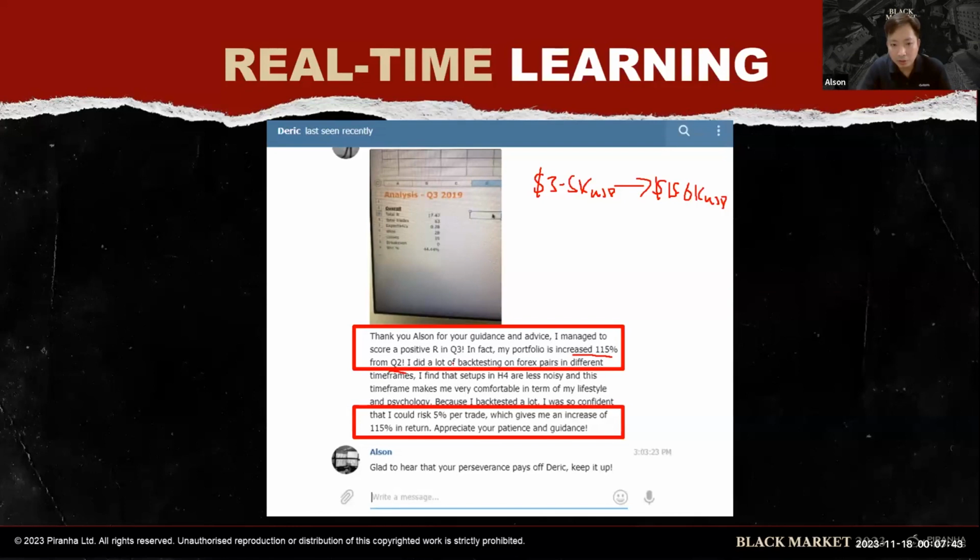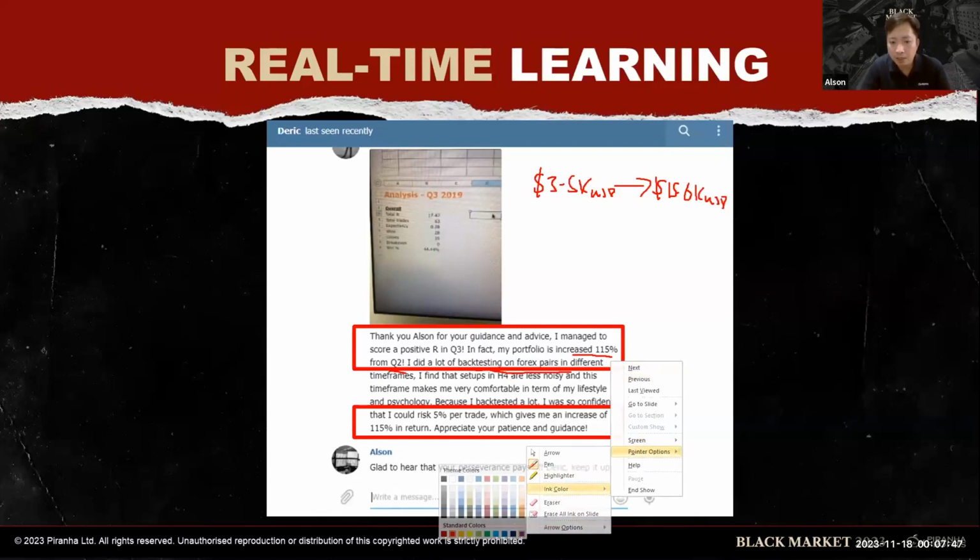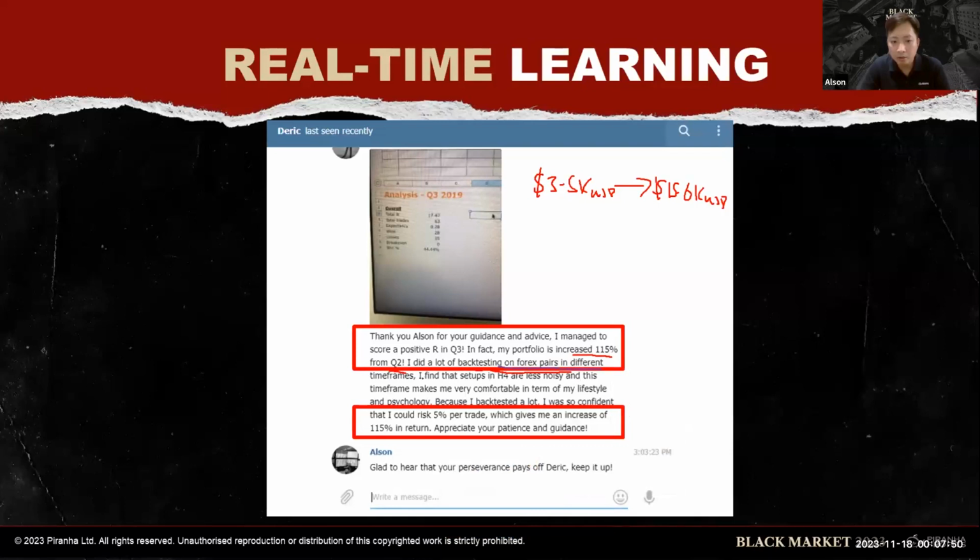He mentioned he did a lot of back testing in forex pairs, in different time frames. He found that the 4-hour chart is less noisy, and the time frame makes him very comfortable in terms of his lifestyle and psychology. In fact, he was so confident that after he back tested, he reached 5% per trade.